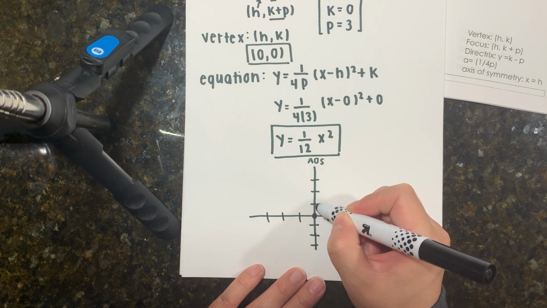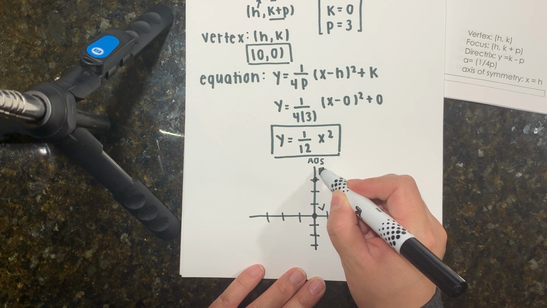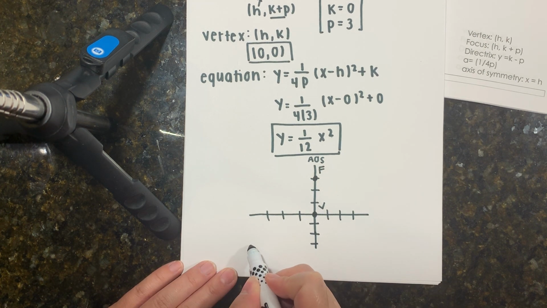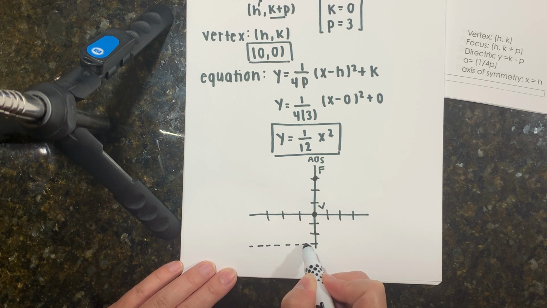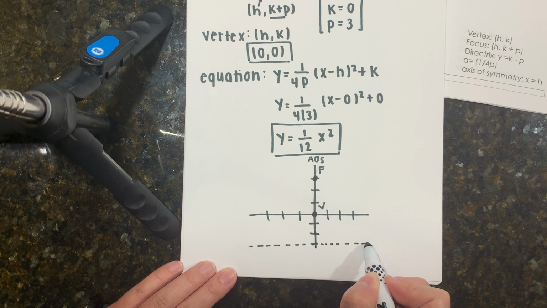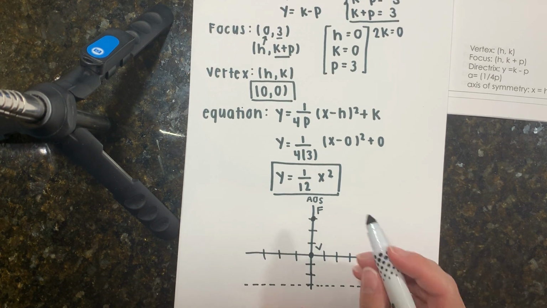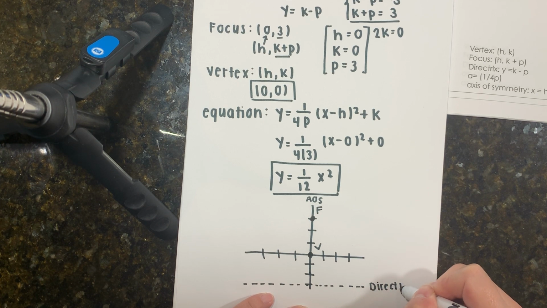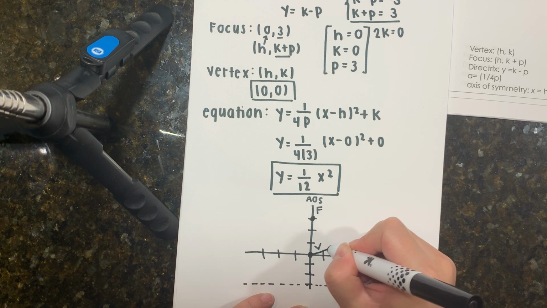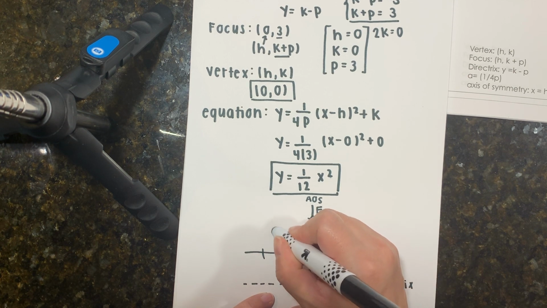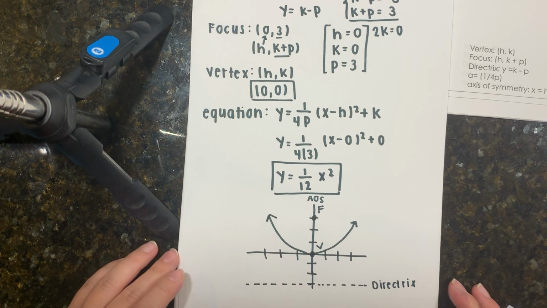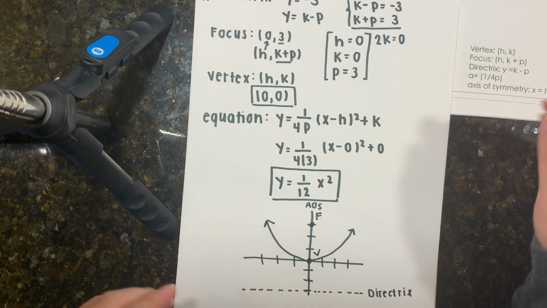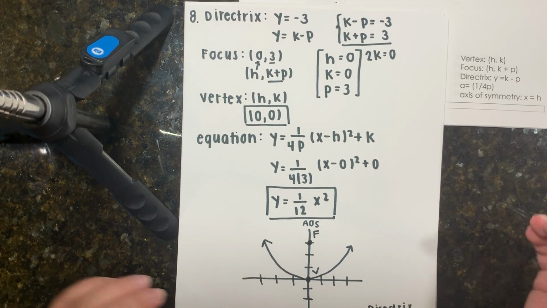My focus is at 0, 3, so up 3, this is my focus. And my directrix is at y is equal to negative 3, so 1, 2, 3 down. And again, that is a horizontal line through negative 3. And then because it's opening away from the directrix, I'm going to draw a parabola that opens away from the directrix. And that concludes that problem. So again, a lot of steps. It's a time-consuming problem, but just follow all of those steps.